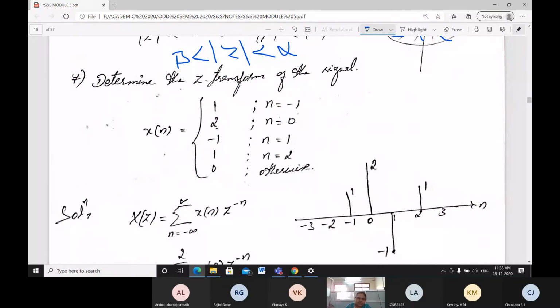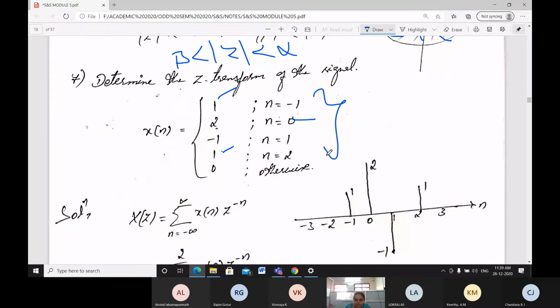Then the next problem is to determine the Z transform of the signal x of n equals 1, 2, minus 1 and 1. 1 exists at n equals minus 1, 2 exists at n equals 0, minus 1 at n equals 1, and at n equals 2 you will get 1, and otherwise you will get 0.